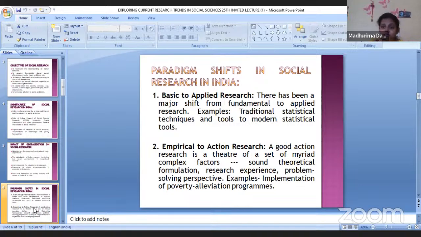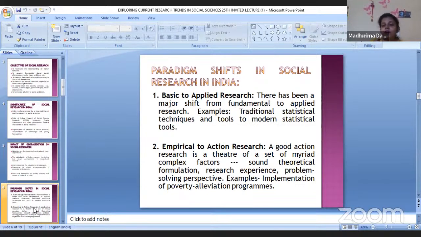Here an example is given of poverty alleviation programs. We know that poverty is a major social menace. It is a social problem in our society. I think around 70% of the population lies below the poverty line, BPL. That is why India still remains a modern society. We cannot term it a postmodern society.